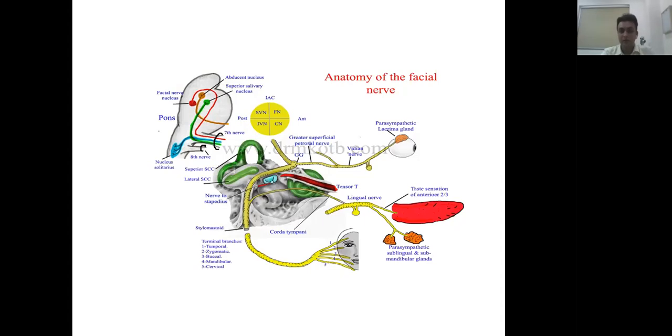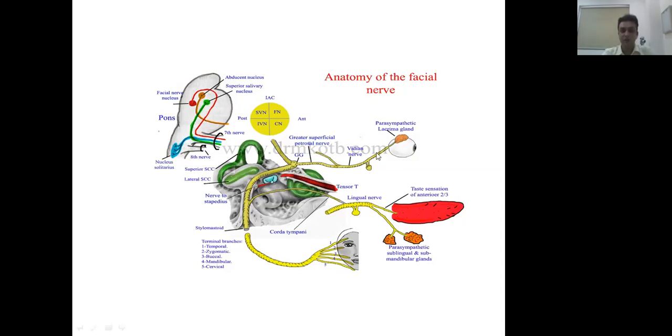Then the nerve continues horizontally. It goes above the stapes area. This is the stapes bone. Here is the stapedius muscle. It rides above the stapes area, and then at this portion, it becomes the vertical portion of the nerve. At the junction of vertical portion and horizontal portion, the second branch of the nerve is given, which is known as nerve to stapedius. This nerve supplies the stapedius muscle. The stapedius muscle is actually a protective muscle which takes the stapes out of the oval window when there are loud sounds. That is the function of the muscle.